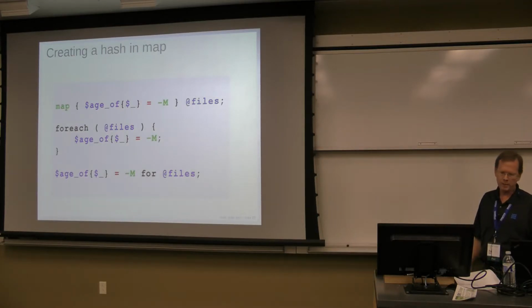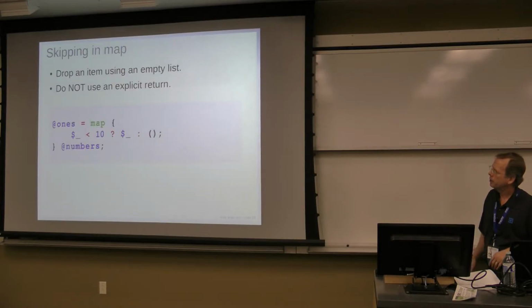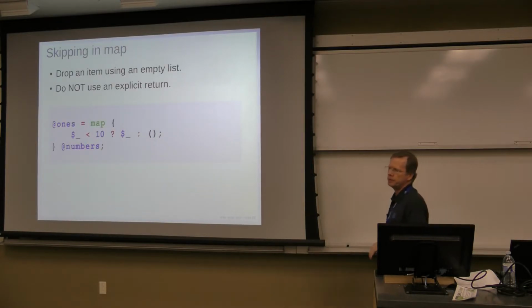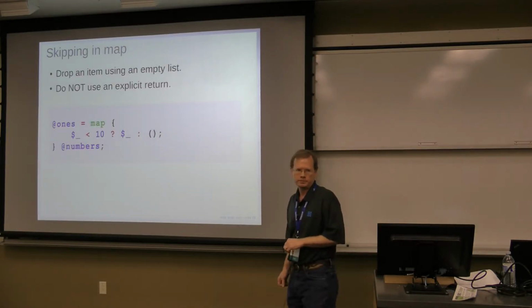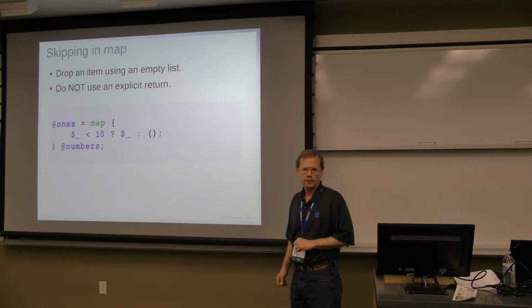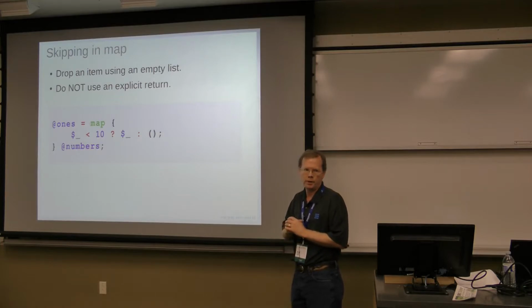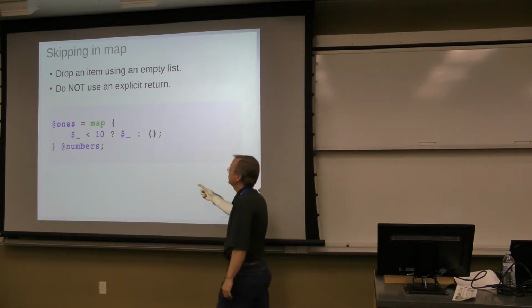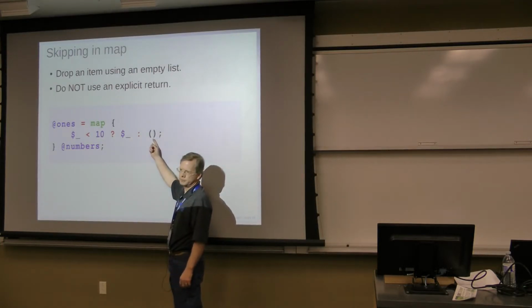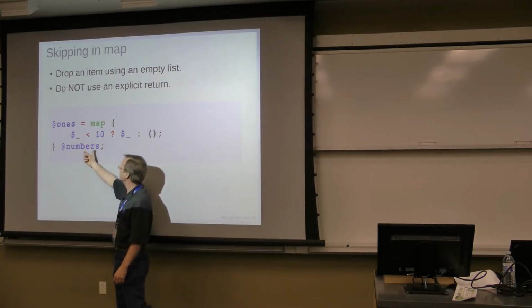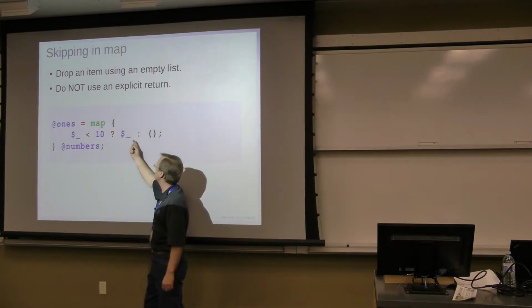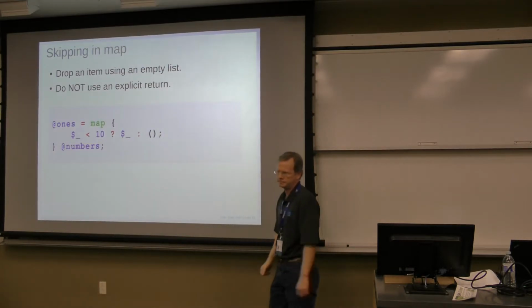If we want to skip in map, we use an empty array or an empty list. So if there's an element that we don't want to have processed through, say, we don't want this one, just return an empty list. In this case, we're taking a bunch of numbers and checking to see if each is less than 10. If it is, we keep it. Otherwise, we throw it away.